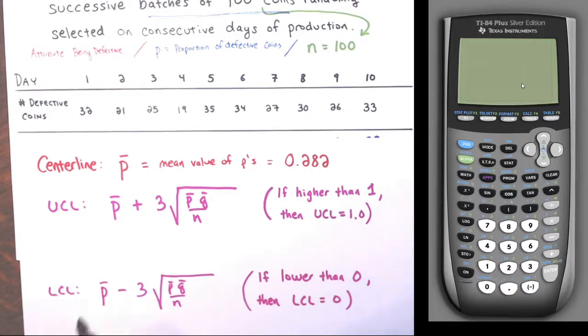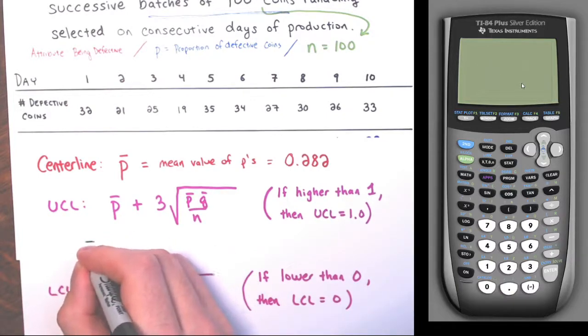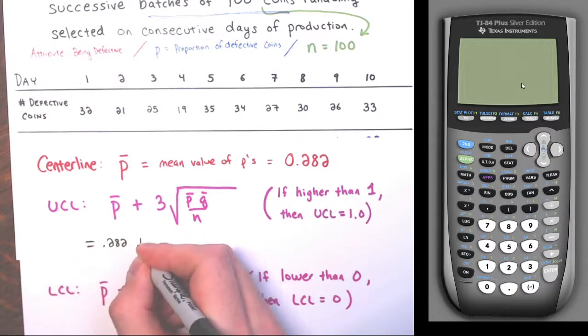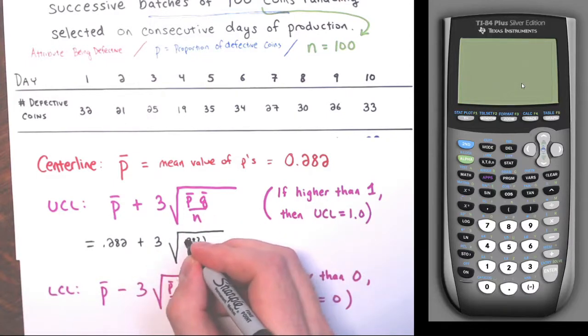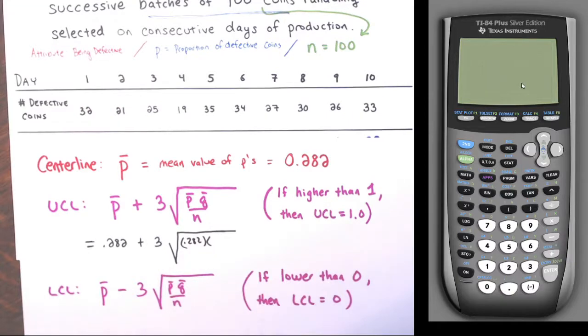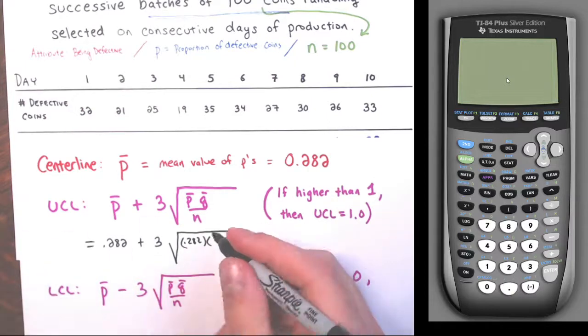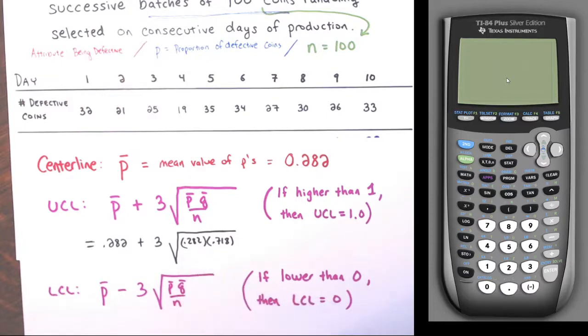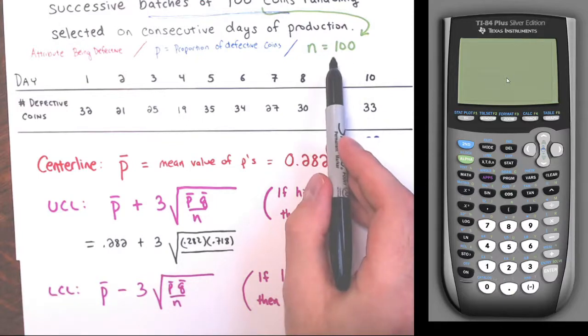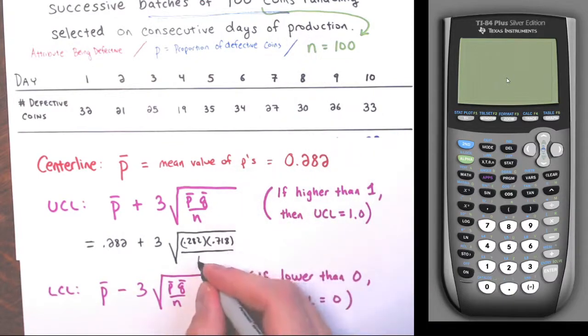So the upper control limit is 0.282 plus 3 times the square root of 0.282 times q bar. Remember, q bar is 1 minus p bar, right? So 1 minus 0.282 is 0.718. And just make sure that those add up to 1, and they do. Divided by n. Now remember, n is the size of each sample, each time period. In this case, it's days. n is 100. I mentioned that earlier. Every day, 100 coins are selected randomly.